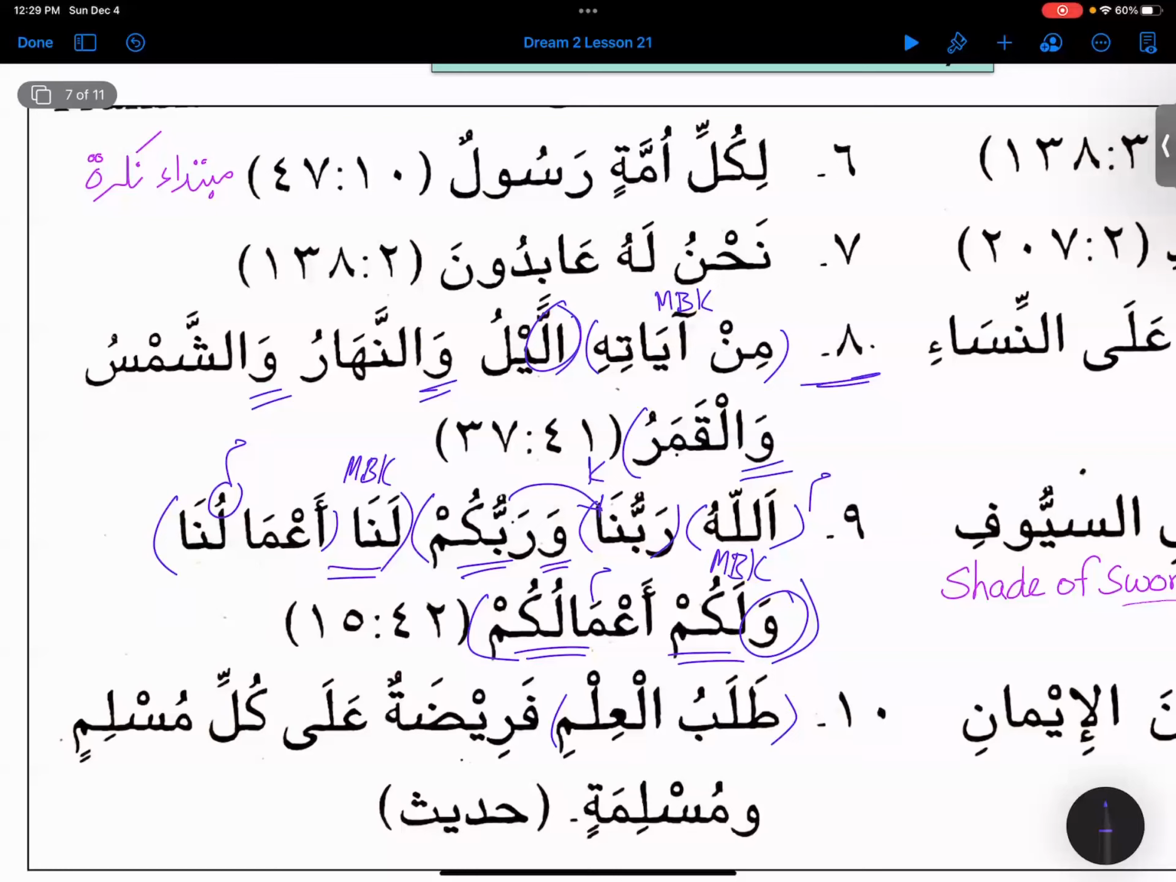So Allahu is mubtada, Rabbuna wa Rabbukum is the khabar. This sentence is complete. Now, the next sentence is saying that our amal is for us and your amal is for you. So again, lana is MBK, amaluna is the mubtada, right? Walakum amalukum, since there is waw, the whole sentence is connected to lana amaluna. So basically, there are two sentences over here. One sentence is saying that our Rabb and your Rabb is Allah. And the second sentence is saying that our amal are for us and your amal is for you. So two sentences over here.